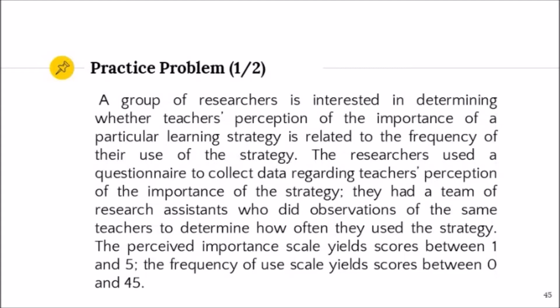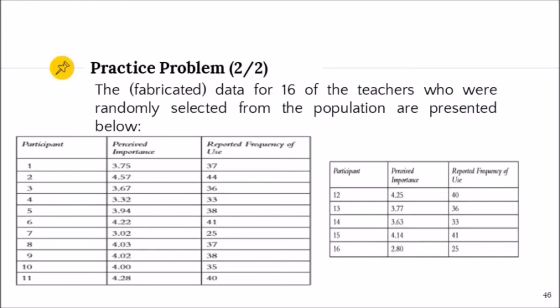The practice problem aims to solve the strength of the relationship between teachers' perception of a particular learning strategy and the frequency of their use of that strategy. Thus, a correlation statistic in the form of Pearson R should be used. The fabricated data from the randomly selected 16 teachers can be seen in this slide.